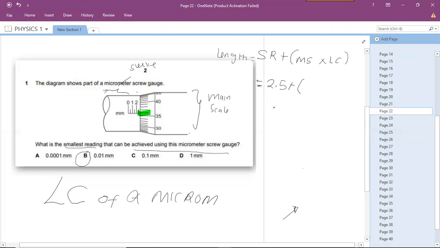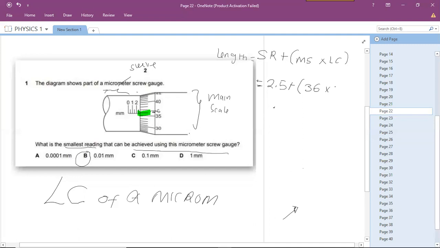Okay, how is the main scale going? There's 30, 35, 40, maybe one line represents 1 unit. Let's try that. 30, 31, 32, 33, 34, 35, 36, 37, 38, 39, 40. All right, so the unit that we're looking for is 36. So our main scale reading is 36.